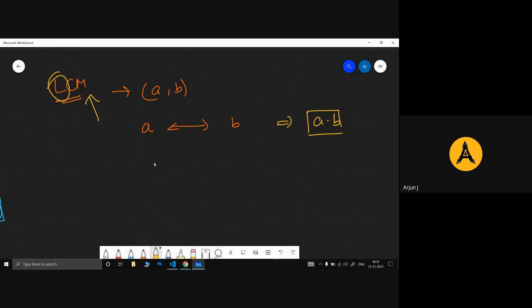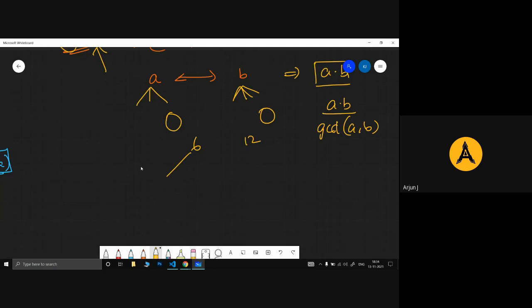So how do we find it? We will have factors of A and factors of B, and we will be finding the greatest common factor of both, and we will divide A into B by the greatest common divisor, that is the greatest common factor or highest common factor of A comma B. If you take 6 and 12 now, I think the algorithm will work perfectly. The factors of 6 are 1, 2, 3, and 6, and for 12, we have 1, 2, 3, 4, 6 and 12.